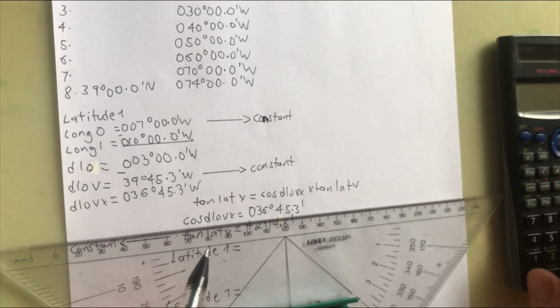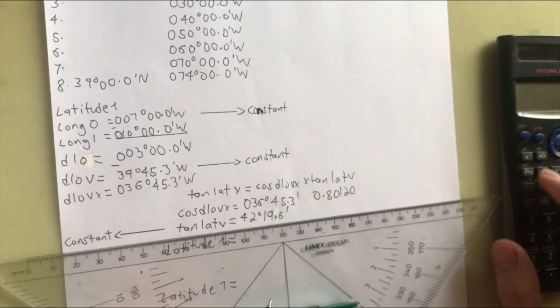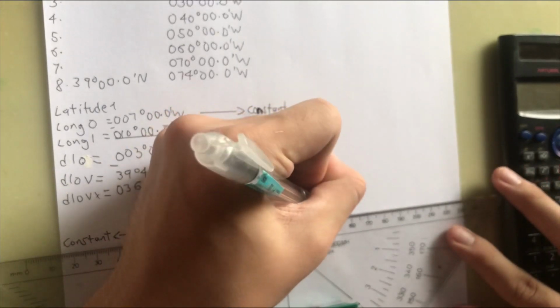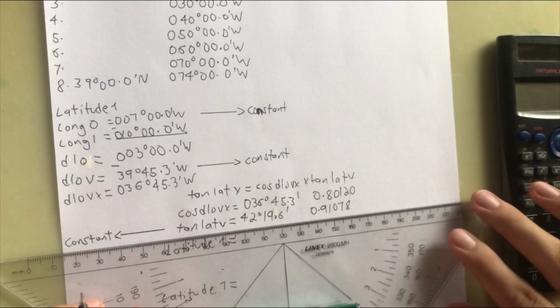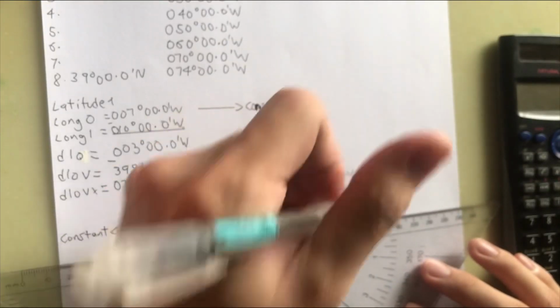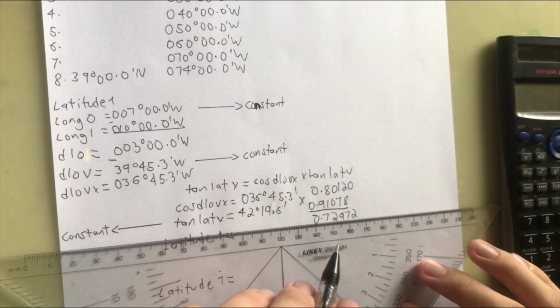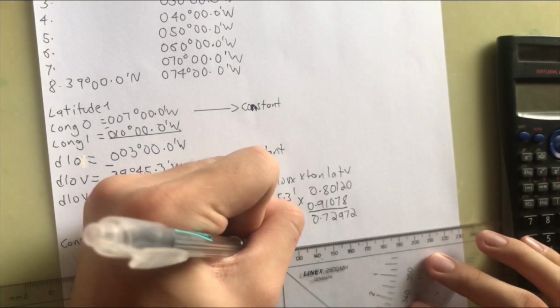If we compute in the calculator, the answer is 0.80120. And then tan latitude is constant, and the tan latitude is 42 degrees 19.6 minutes. If we compute in the calculator, the answer is 0.91078. And then we will multiply 0.80120 times 0.91078, and the answer is 0.72972.